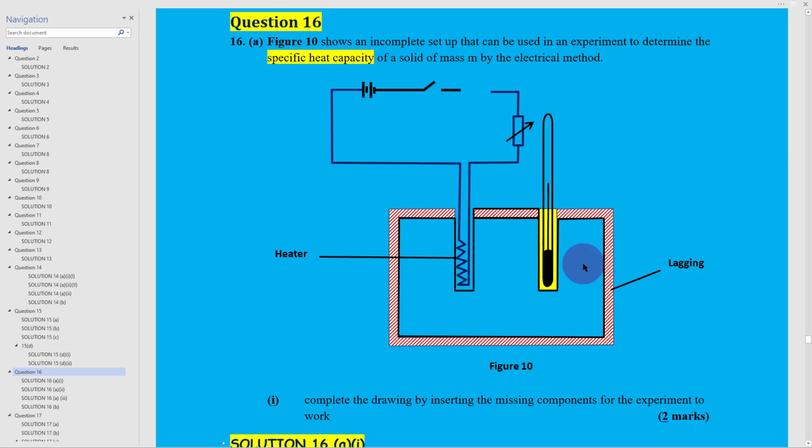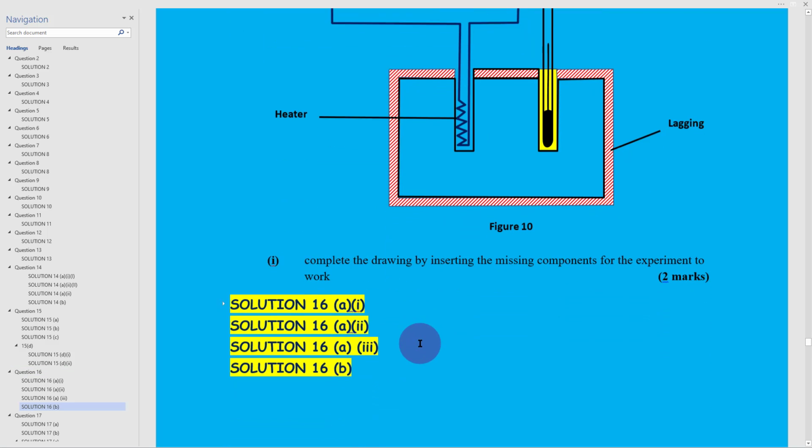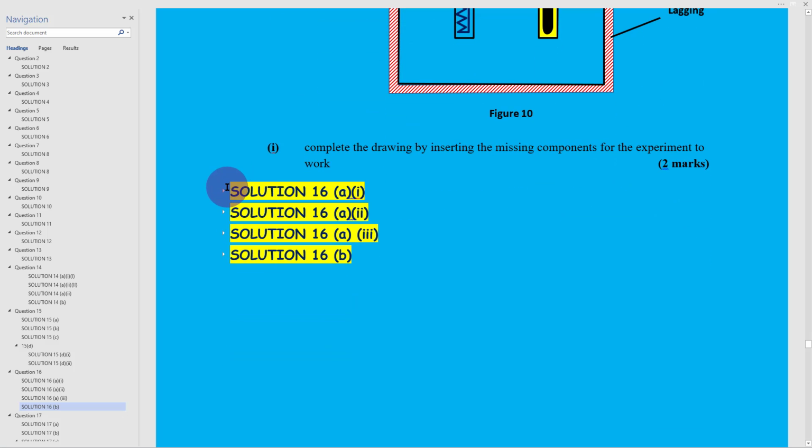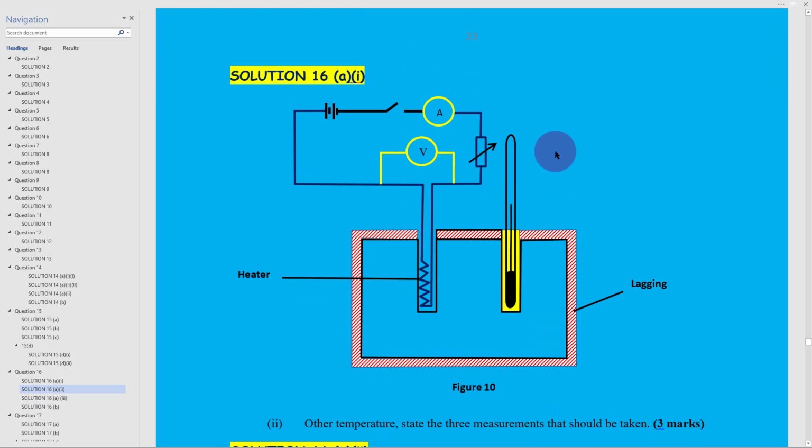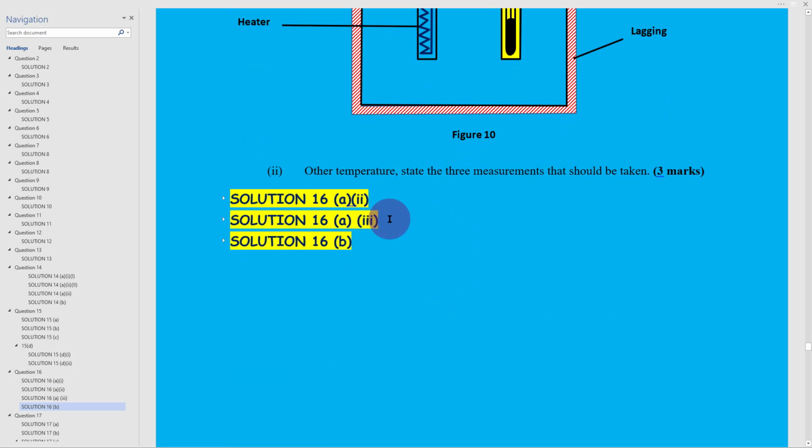So what is missing here, I guess, is that I need to connect a voltmeter across this heater, and I need to connect an ammeter so that I can measure the steady current which flows through the heater, and the voltage across it. So this is how that complete diagram would appear. So we need an ammeter and a voltmeter. That part was just as simple as that.